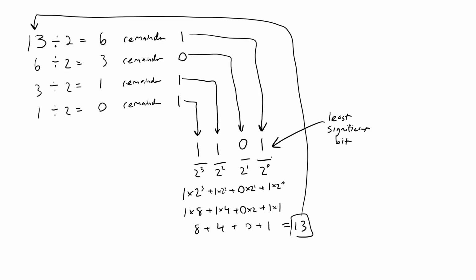But the least significant bit is over here on the right, and the most significant bit is over here on the left. So when you're doing this conversion process from decimal to binary, the first remainder you get is the least significant bit, or LSB, and the last remainder you get is the most significant bit, or MSB for short.